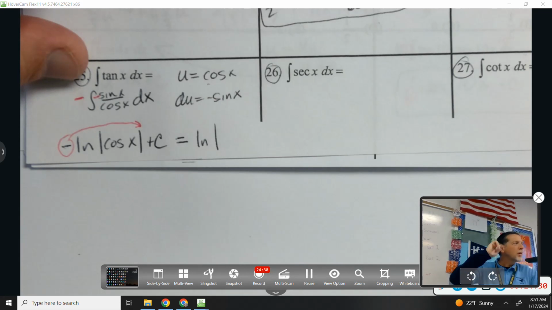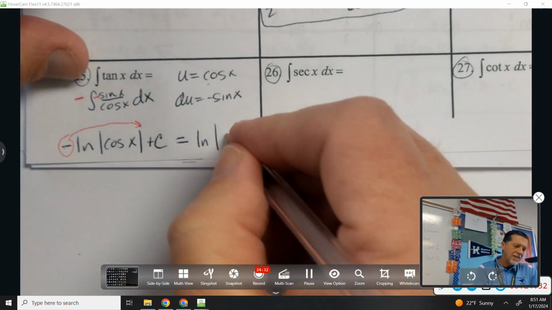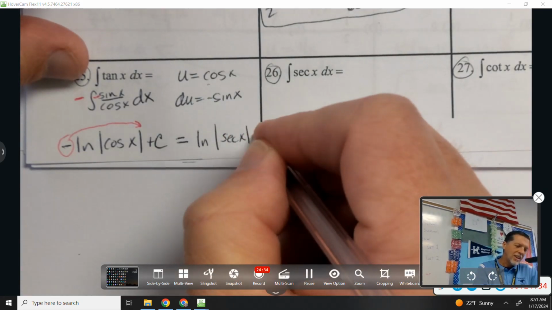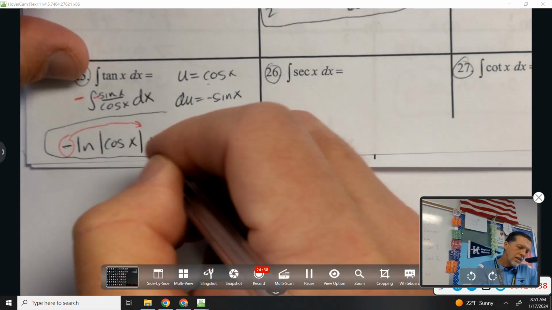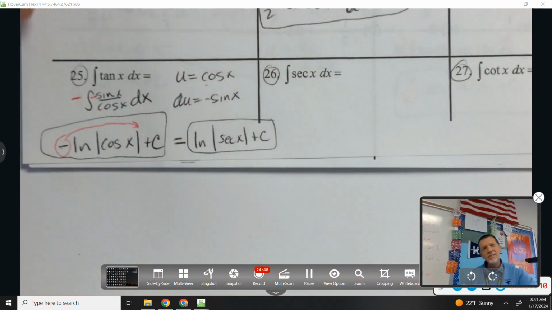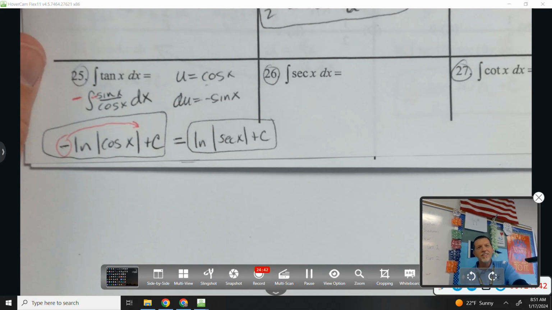What happens when you flip cosine over? Sounds like you get secant. How would you do that when on the test? It seems like torture. It does. It does seem like torture. So yes, you will see that on the test.